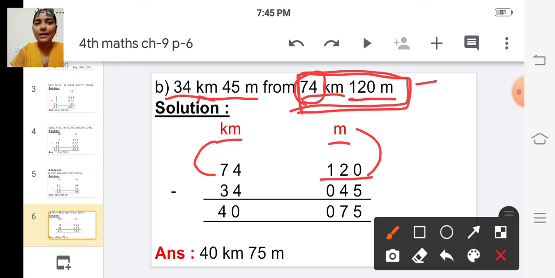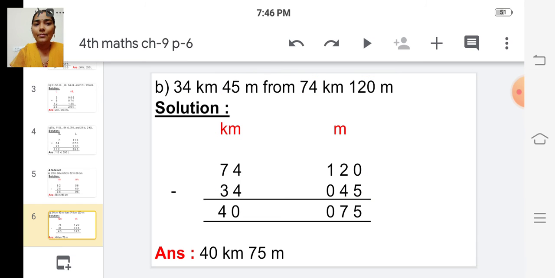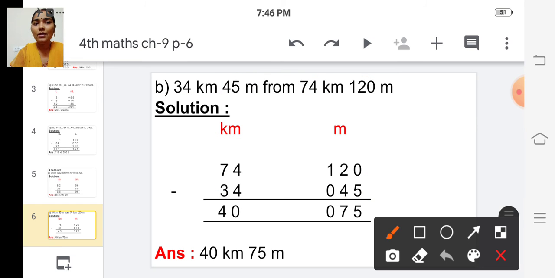And the second length is 34 kilometer, so write 34 below the kilometer unit, and 45 meter. Write 45 below the meter, so I have written 045 according to the place value. We should not write 45 here, this is wrong. Now it is normal subtraction.